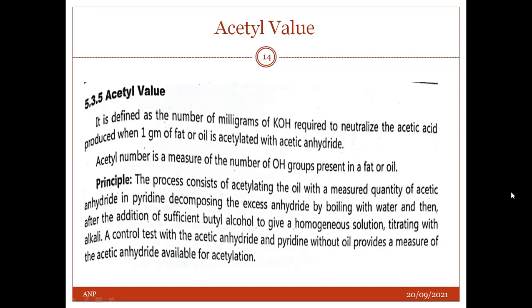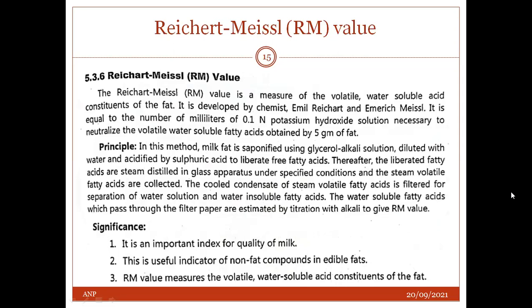The principle: the process consists of acetylating the oil with a measured quantity of acetic anhydride in pyridine, decomposing the excess anhydride by boiling with water, and then, after the addition of sufficient butyl alcohol to give a homogeneous solution, titrating with alkali. A control test with the acetic anhydride and pyridine without oil provides a measure of the acetic anhydride available for acetylation.